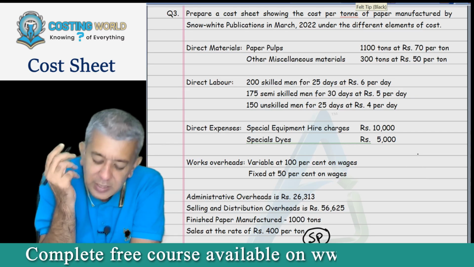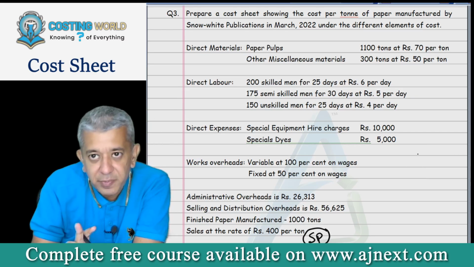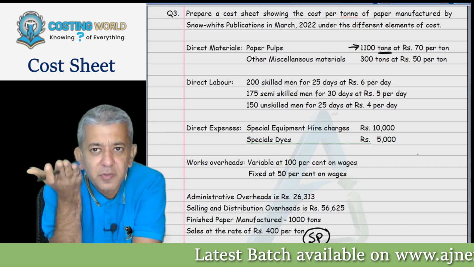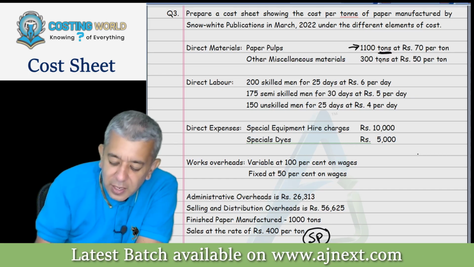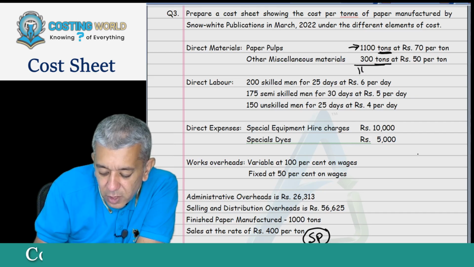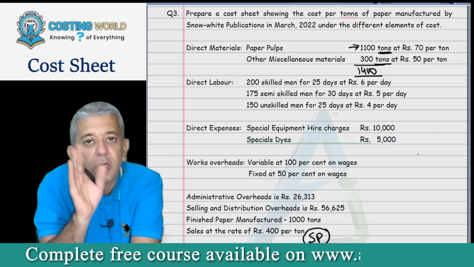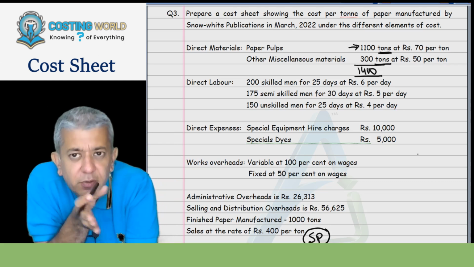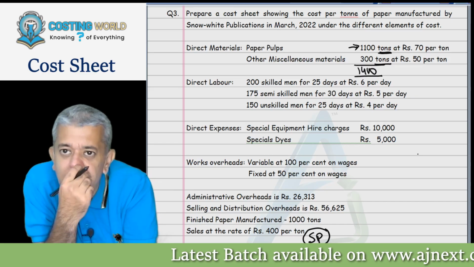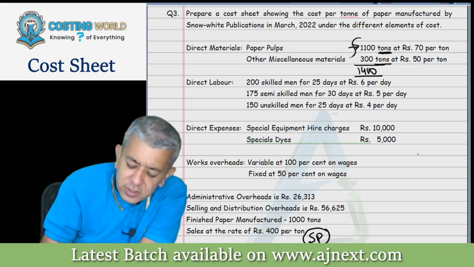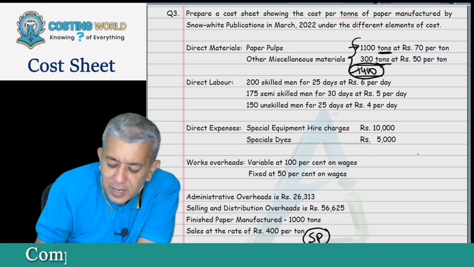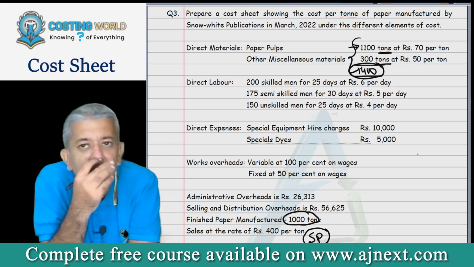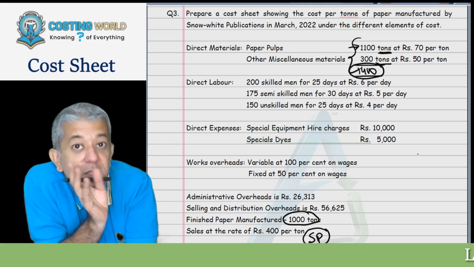See, two types of materials are getting used. Paper pulps, it is 1100 tons. Tons is a weight of a product. Okay, 300 tons, that is a weight of the product. So how many tons have you all consumed? 1400 tons. You have consumed 1400 tons in your production because there is no raw material stock. Whatever is given to you is consumption only here. But by consuming 1400 tons, how much finished product came out? 1000 tons. That means 400 tons was scrap.